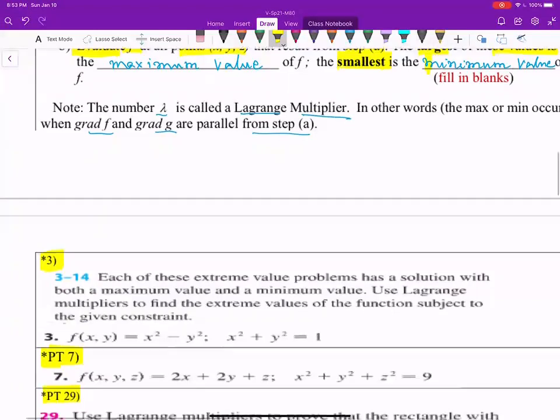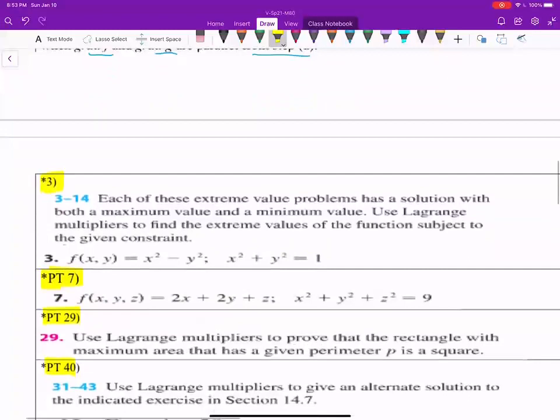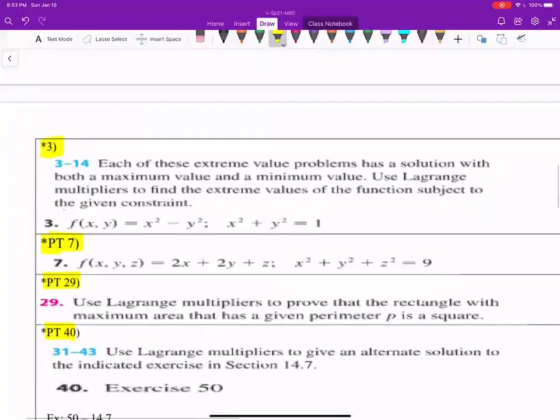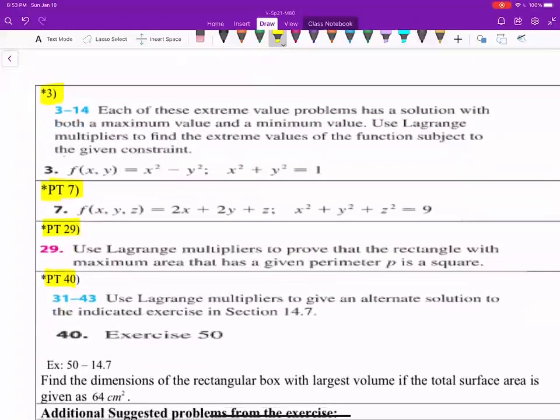In the videos for this section, I have done the problems number 3, number 7, number 29, and number 40. All these are done using how to find maximum or minimum using Lagrange multipliers. So please take a look at these problems in the videos for this section.